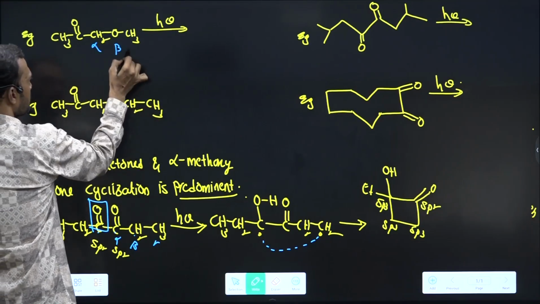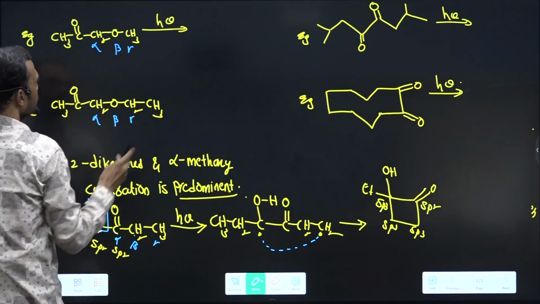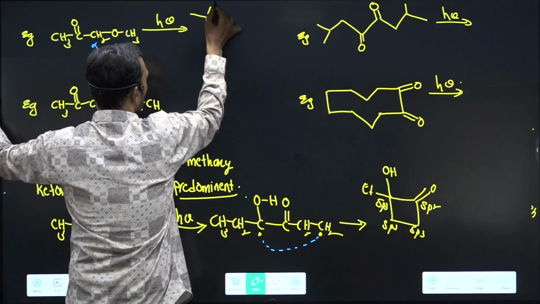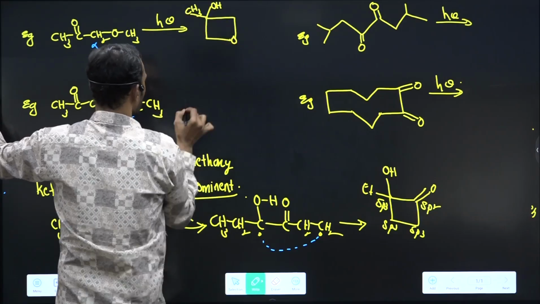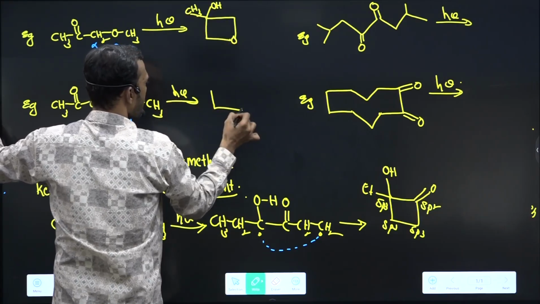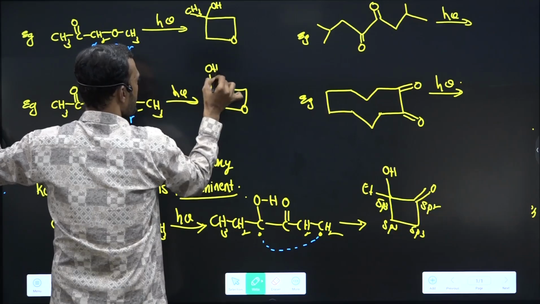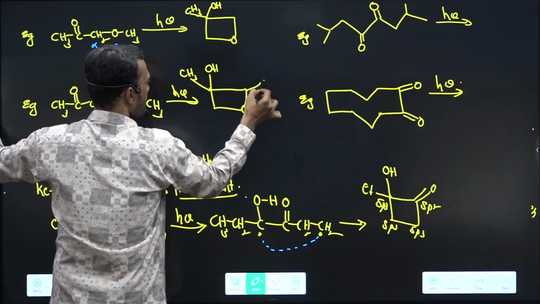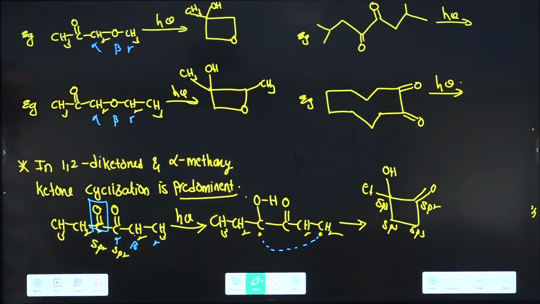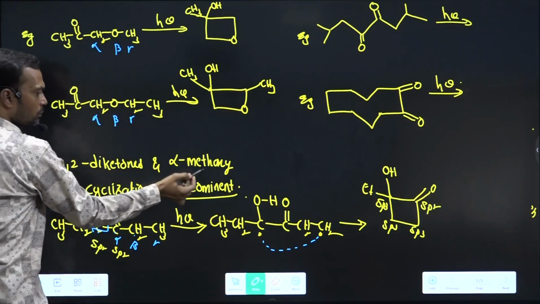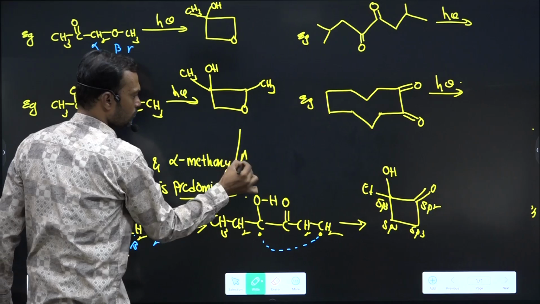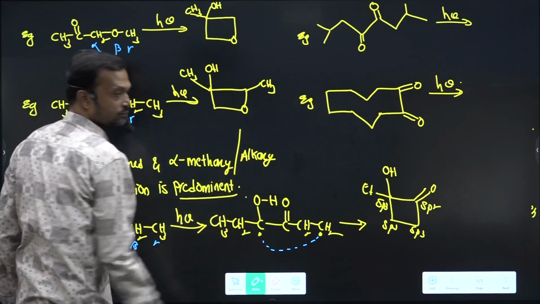This should be taken as alpha, beta, gamma, alpha, beta, gamma. So here OH, CH3, CH2O, and this will be the answer. Alpha methoxy ketone. See, this is alpha methoxy, here alpha ethoxy. You can take not only methoxy, even you can take alkoxy. Any alkoxy, your answer remains the same. Cyclobutanol.